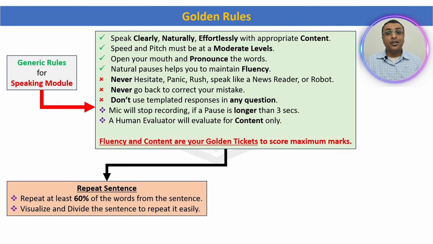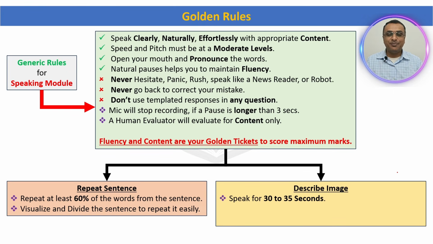Now, let's look at the rules for describe image. First and foremost, at the least, speak for about 30 to 35 seconds fluently by pronouncing all the words. This will give you a good amount of marks. Additionally, remember, content is your highest priority because if content is equal to 0, then your marks will also be 0 for that particular question. Hence, make sure to give highest priority to content followed by fluency and pronunciation.